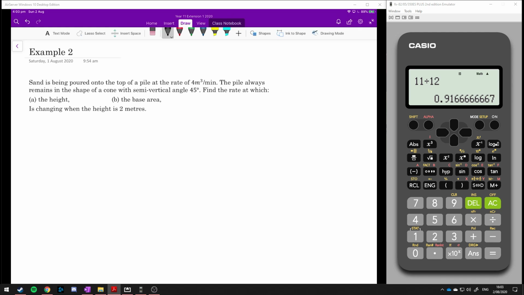So sand is being poured on top of a pile. So the sand comes down and it remains in the shape of a cone. So when it falls down into this pile, it makes a conical shape like this. Now, what we know about this shape is that we've got a height, h, and we've got a radius, r, like this. And that would make 90 degrees there. And this is the center. Okay, let's call this top peak A and this side peak here B.